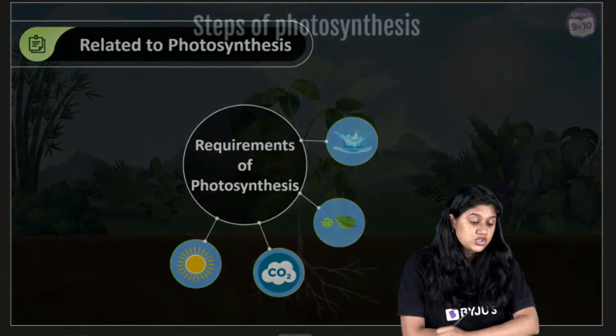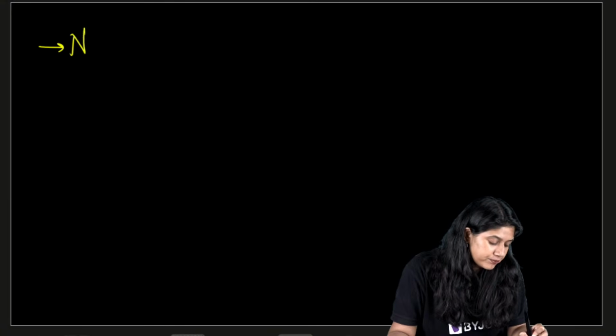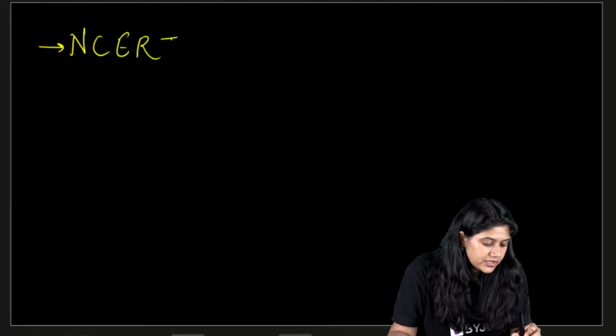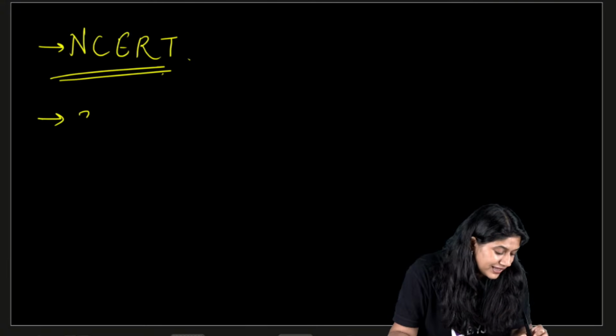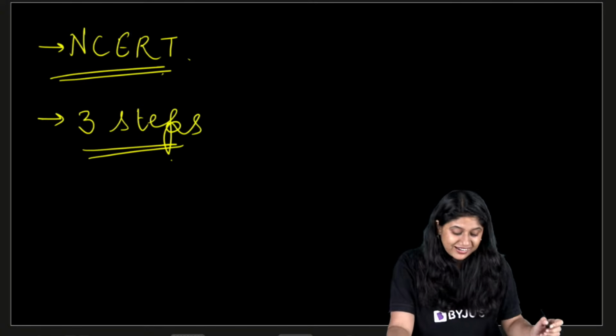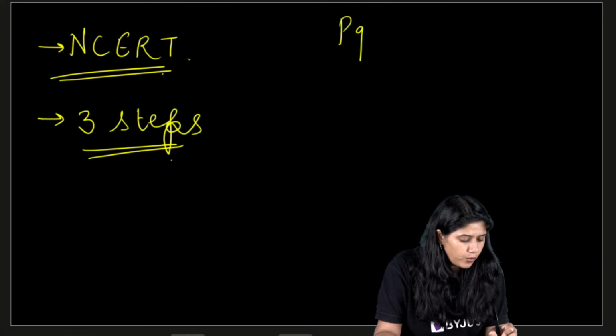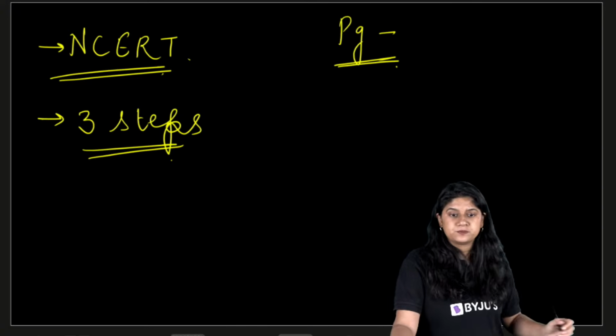Now let's take a look at the steps, everyone. Before we go into the steps, in your NCERT, there are 3 steps given. Can anyone tell me what those 3 steps are? And I'll make Kaju Katli for all of you if you can tell me the page number also. On what page number do we have this?